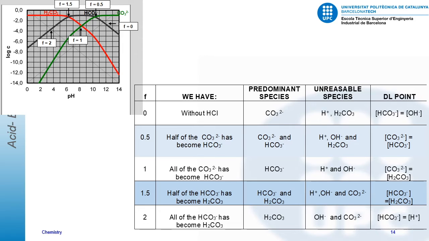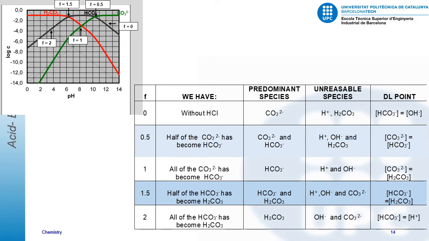Let's start with 0. If we have 0, that means that there is no strong acid, hydrochloric acid in this case. The predominant species is carbonate. The dismissed species are the ones underneath, H plus and carbonic acid, and the species point of the diagram is the crossing point between the OH and the hydrogen carbonate.